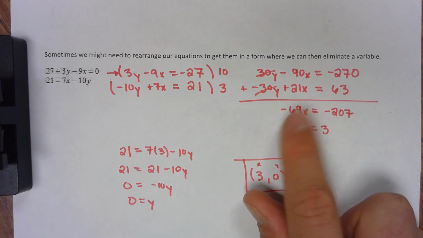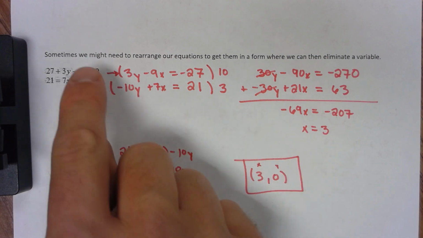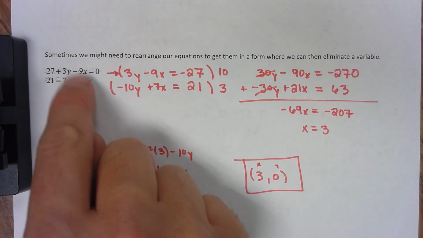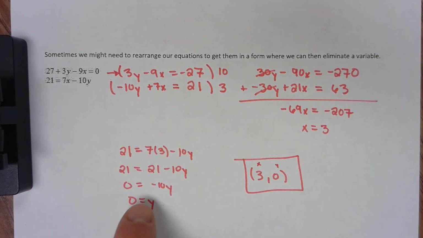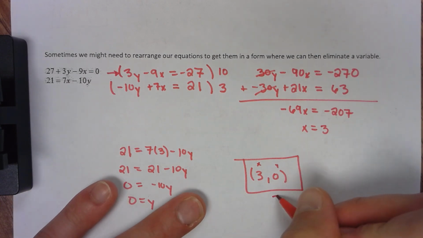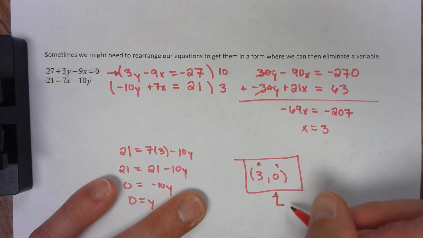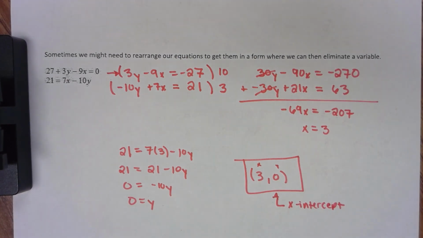Thus dividing by negative 69 gives us that x is 3. Then plugging 3 into any of the original equations, so either ones that we started with, you could plug it into either one here. When you plug in x is 3, you end up getting that y is 0. And so our solution is 3 comma 0. And again, I just want us to make the connection at this point: here is an x-intercept, because y is 0. That's what's giving that away. All right, that's it for today.